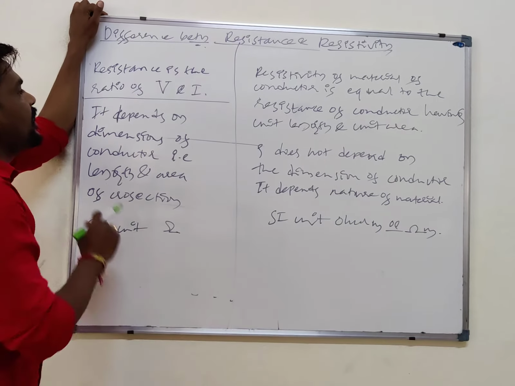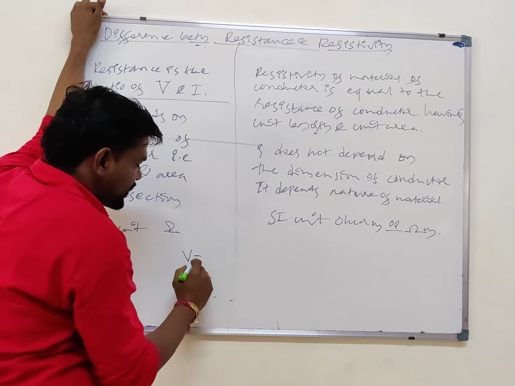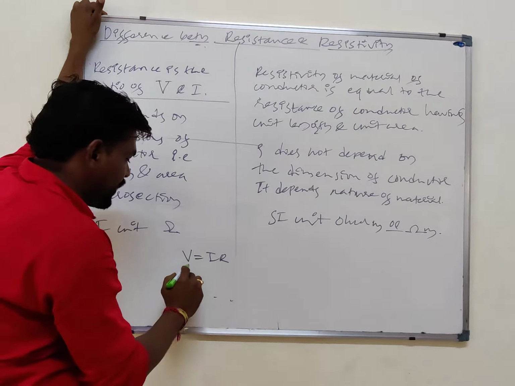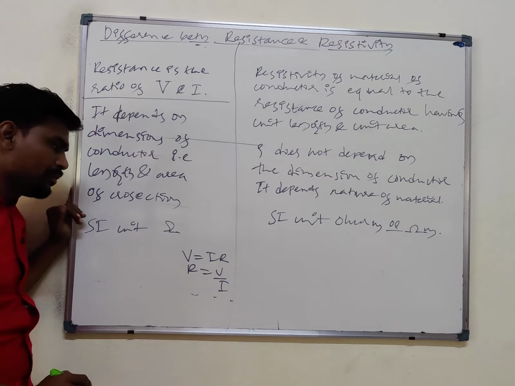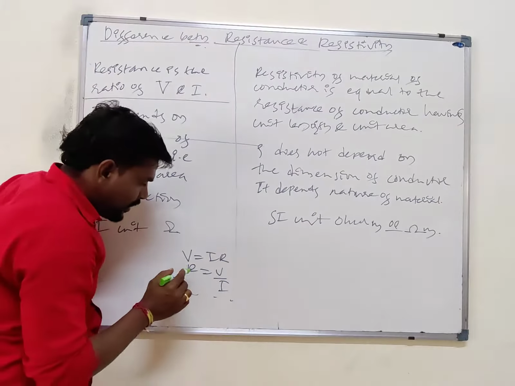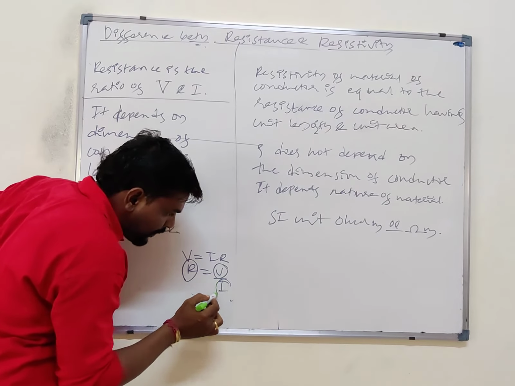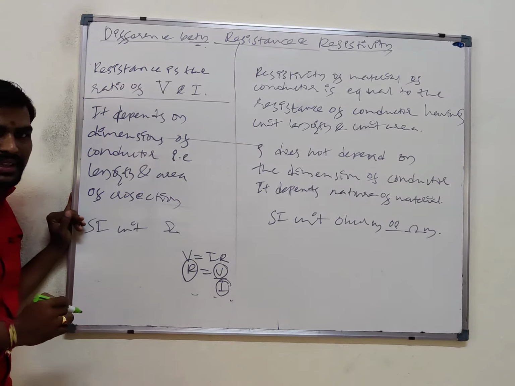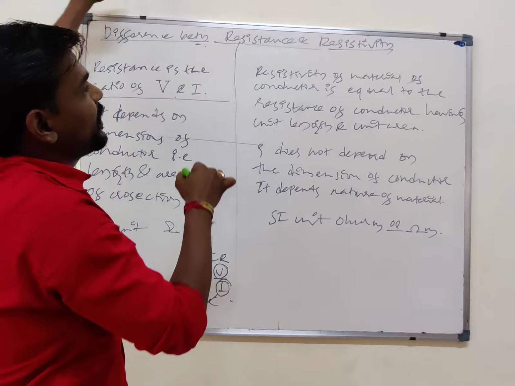Now see here, first one: resistance is the ratio of V and I. If we put it in the discussion, V is equal to IR, so R is equal to V by I. Clearly? So here, resistance is the ratio of V and I. This is the definition I wrote, right? So this is my first difference.